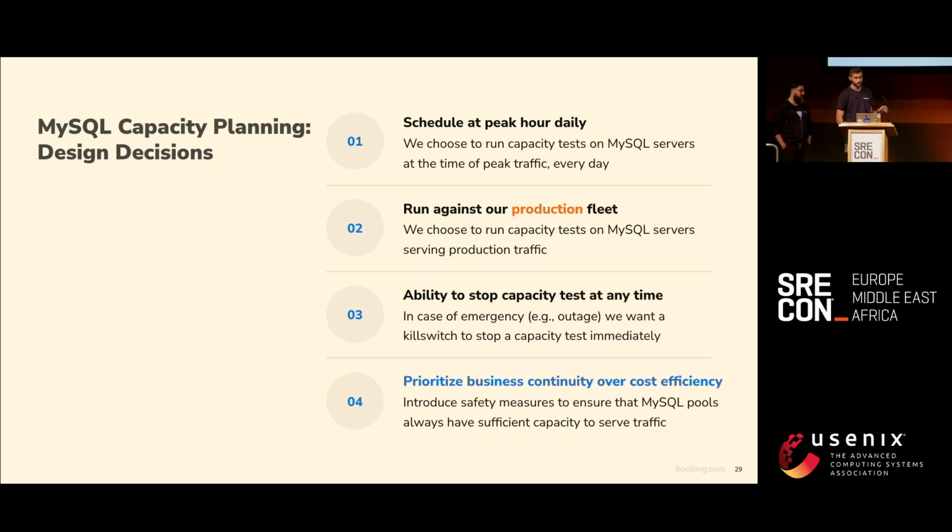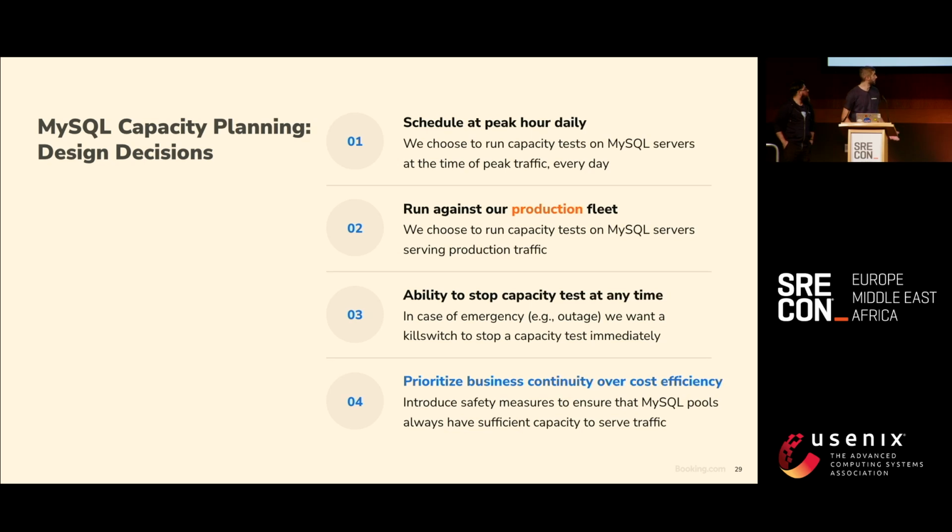So here are some design decisions that we took before we started implementing our automation. First of all, we wanted to run this daily during peak hour, around noon. The second thing was that we wanted to run this against our production fleet. This is not very common, so we took the risk, but we had the confidence to do this. So we do capacity test production servers serving real traffic. Of course, to do this, going to the third design decision, we had to introduce a kill switch. Whenever an incident happens or whenever we had to block rollouts, it was very important to have a kill switch to stop the capacity test at any time.